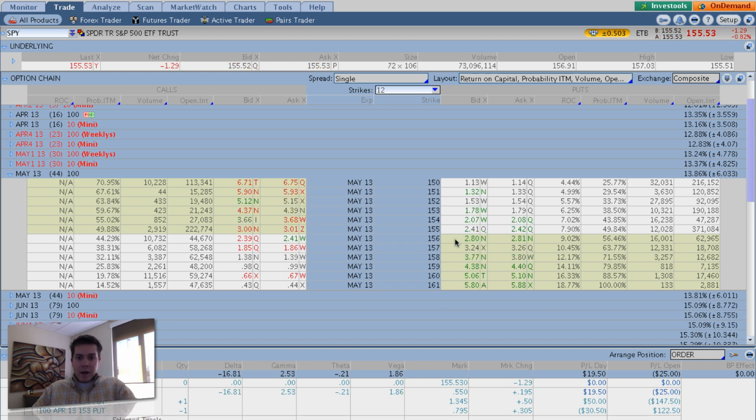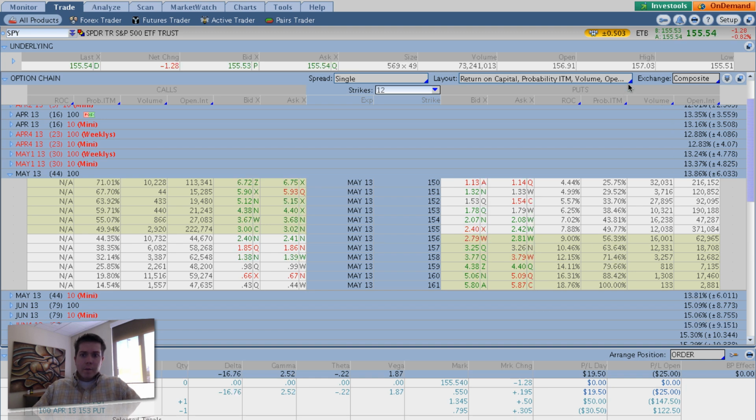The 156 strike in May, we've got 280 on the put side for the bid. So we're looking at the bid column here, 156 strike, 280. The ask is 281. The difference between 280 and 281 is 1 cent. So you've got a 1 cent bid ask spread. That's optimal. That's exactly what you want. This best case scenario, 1 cent bid ask spread. Minimizes your slippage potential. It's the best possible bid ask spread. And that's what you want to look for. That's your optimal situation.